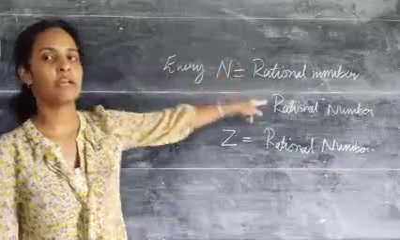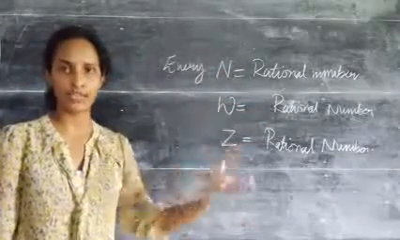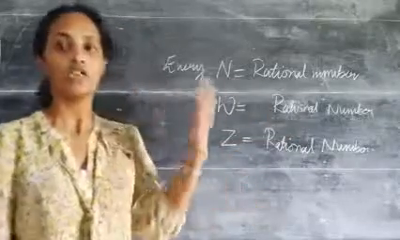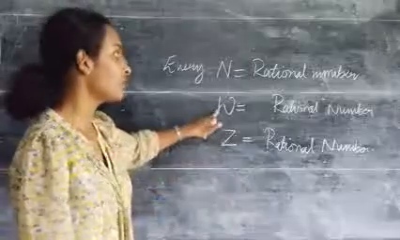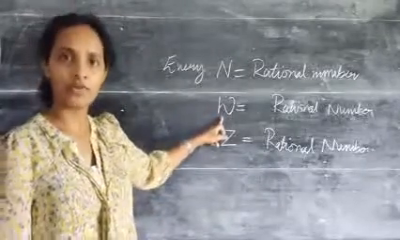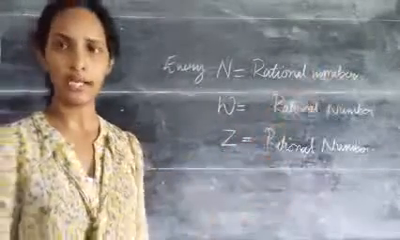Every natural number is a rational number. Is it true? Yes. Because every natural number, 1, 2, 3, etc. can all be written as 1 by 1, 2 by 1, 3 by 1, 4 by 1, etc. So all those are rational numbers, right? Now every whole number is a rational number. That is also true. Why? Because every whole number can also be written in the form of P by Q. How? 0 by 1, 1 by 1, 2 by 1, 3 by 1, etc.